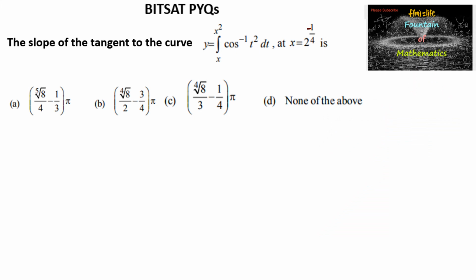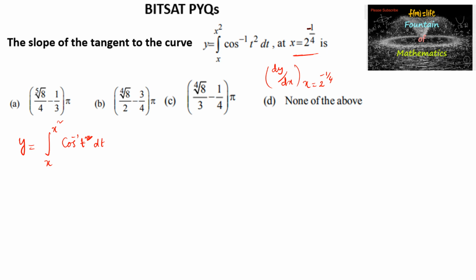We need to find the slope of the tangent to the curve y equal to the integral from x to x square of cos inverse t square dt at x equal to 2 to the power of minus 1 by 4. Means we need to find dy by dx at the point x equal to 2 to the power minus 1 by 4.